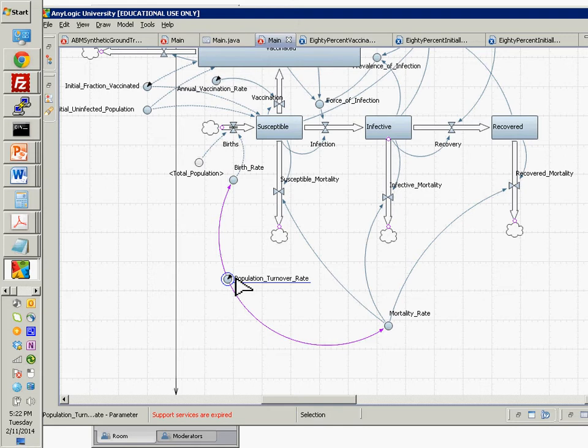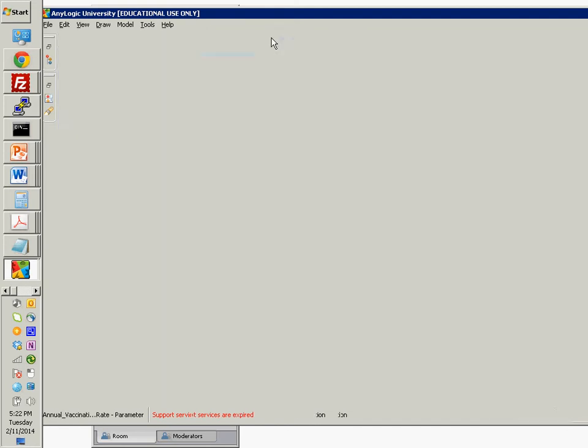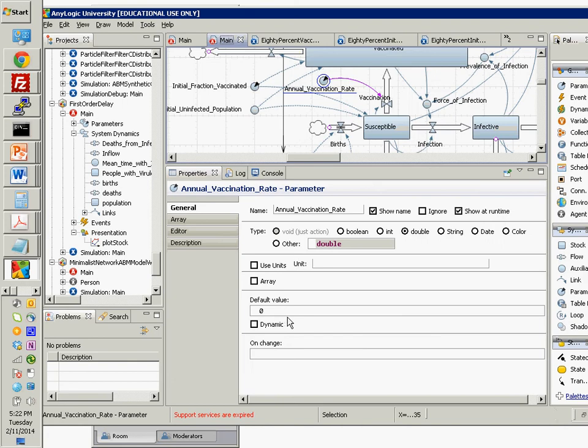Other questions? I put in something here I didn't explicitly ask you to do, but I put it in with malice aforethought. I put in a vaccination process here, so that people could get vaccinated over time, where the default value, as specified by this annual vaccination rate, is 0 by default, but we'll see why we might incorporate that later.